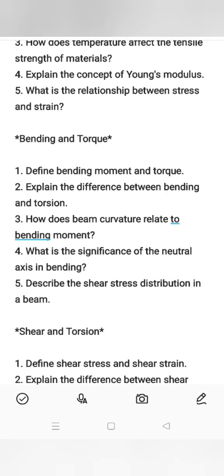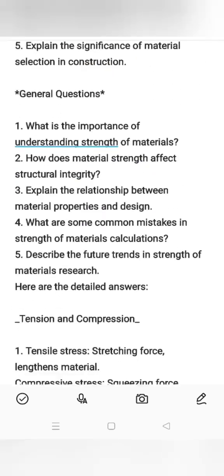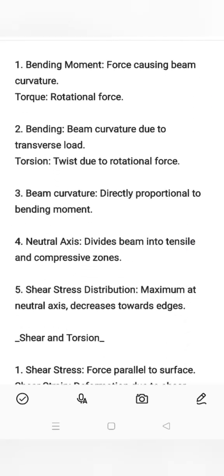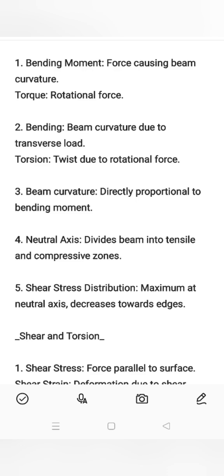Explain the difference between bending and torsion. Bending is beam curvature due to a transverse load. Torsion is twist due to rotational force. Twist due to rotational force is called torsion.